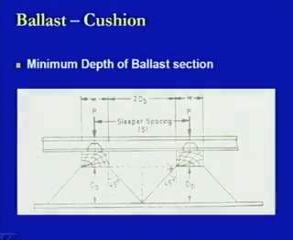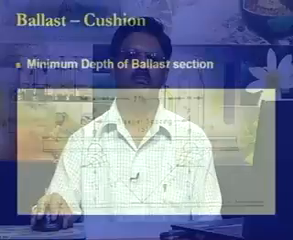So, that is the concept of finding the minimum depth of the ballast section on the basis of the load distribution criteria of the loads coming from the top, that is from the rail sections, to the bottom of the sleeper, which is also termed as the bottom of the tie bar.